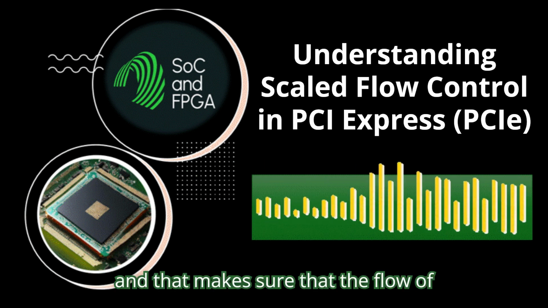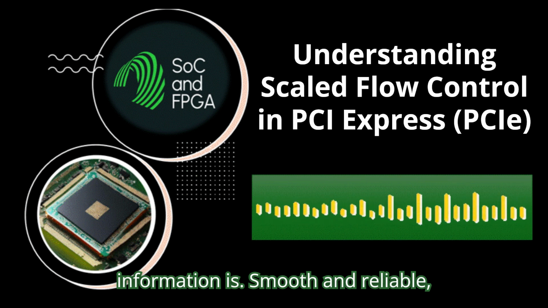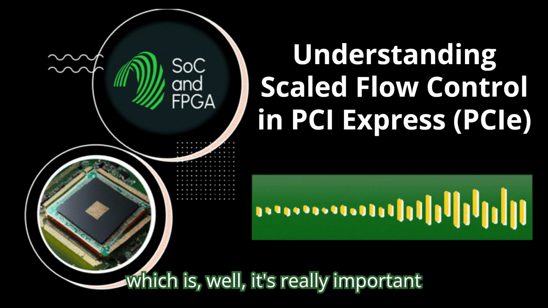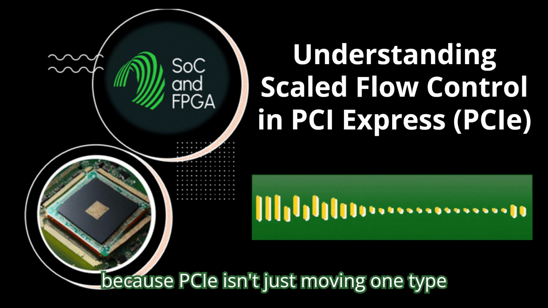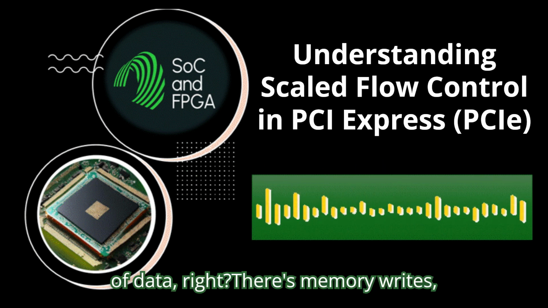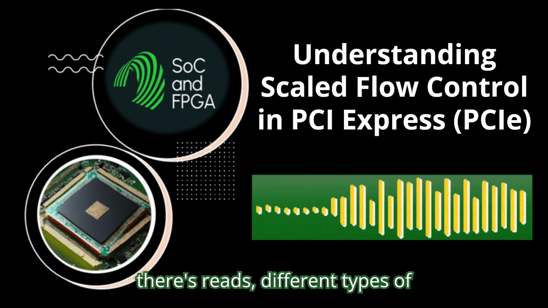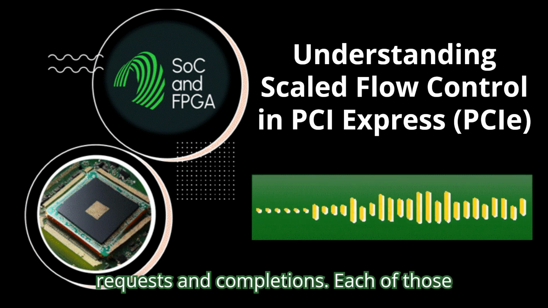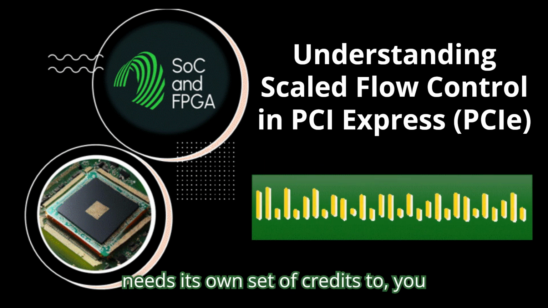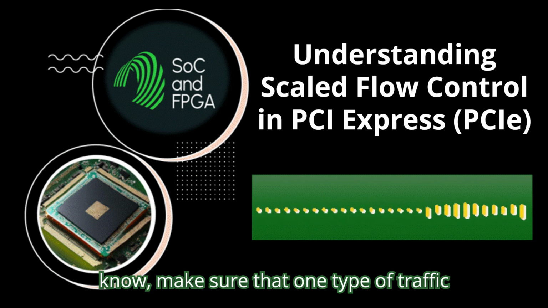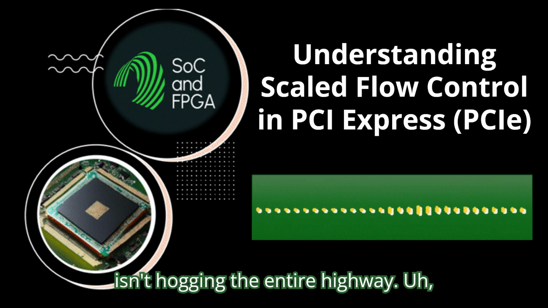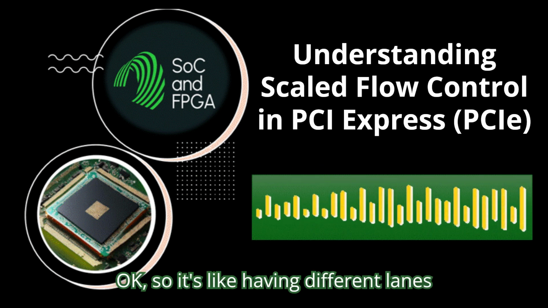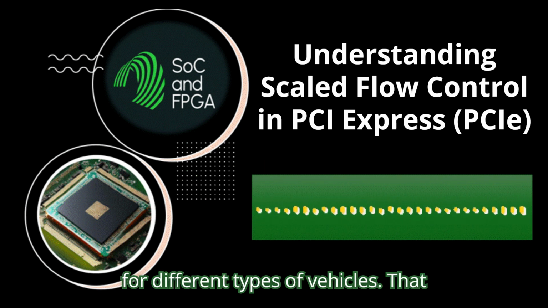And that makes sure that the flow of information is smooth and reliable, which is really important because PCIe isn't just moving one type of data. Right. There's memory writes, there's reads, different types of requests and completions. Each of those needs its own set of credits to make sure that one type of traffic isn't hogging the entire highway. Ah, okay. So it's like having different lanes for different types of vehicles.